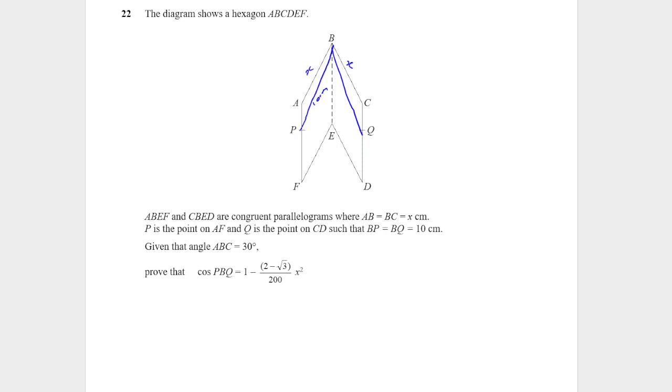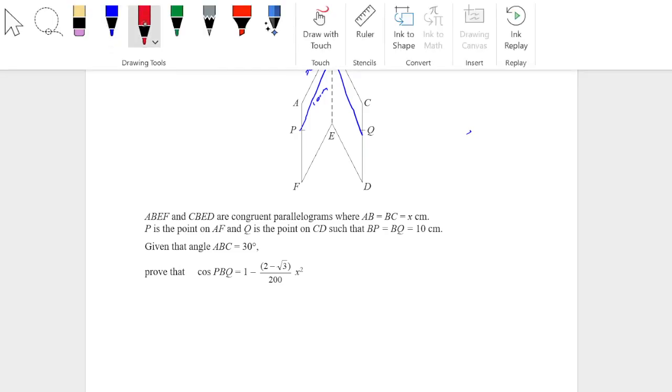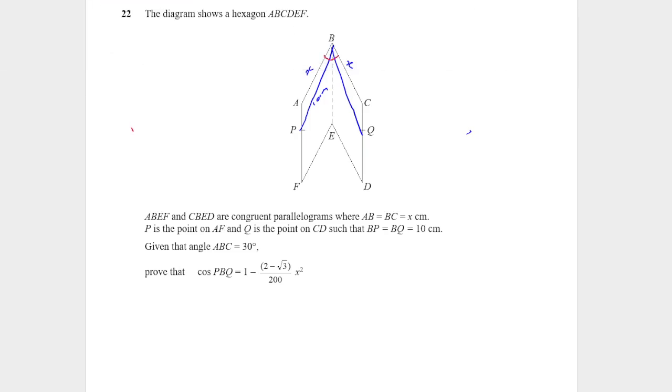Given that the angle A to B to C, so let's change the pattern colour for that. Given that that angle there is 30 degrees, prove that cos of PBQ, so we're trying to work this out, is equal to 1 minus, and we're given that.